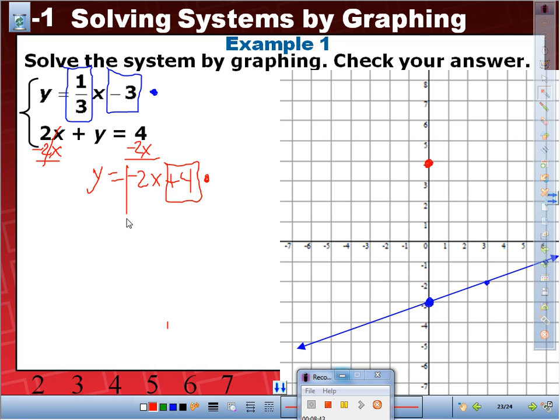My slope tells me that it's negative 2, but in fraction form it is negative 2 over 1. So that means it goes down 2 steps, 1 to the right. 2 steps down, 1 to the right. So from here I go 1, 2, 1 to the right, 1, 2, 1 to the right, and so on. And I graph my line right there. We're graphing that in red.